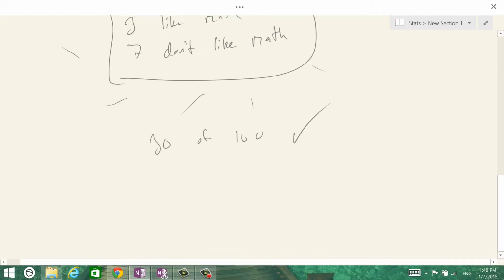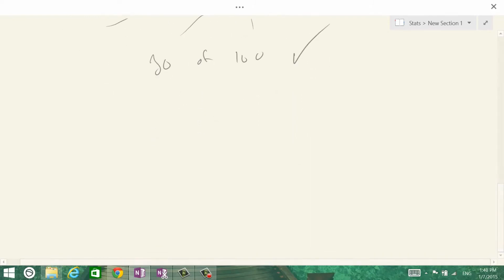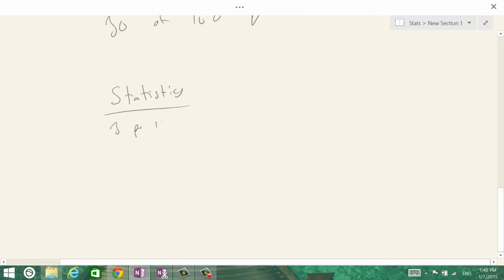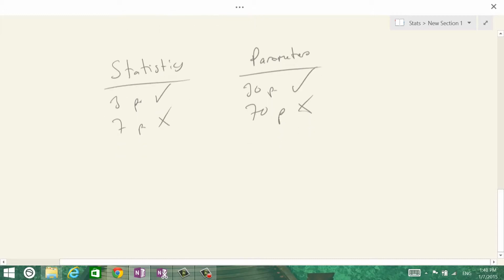And so back to the descriptive and inferential stats, really, inferential isn't so much statistics, but parameters. So we have parameters and statistics. Now statistics will be that 3 people like math and 7 people don't like math. And the parameters of that would be 30 people like math and 70 people don't like math. Those would be your parameters.